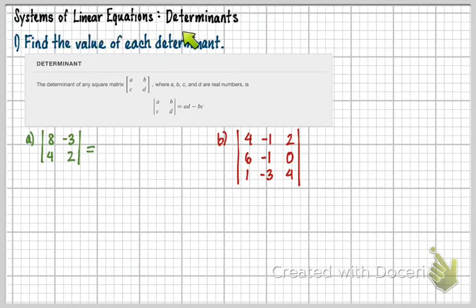Systems of linear equations, determinants. Number 1 says find the value of each determinant.